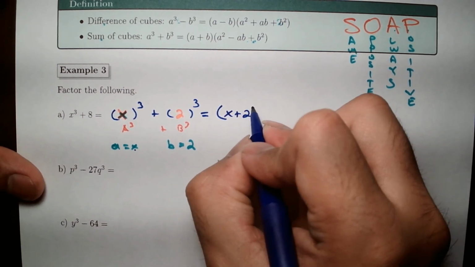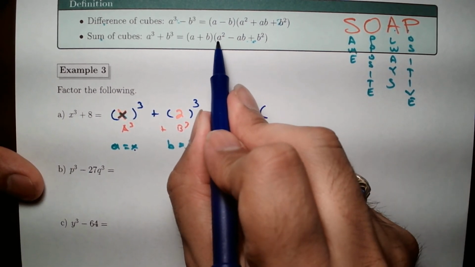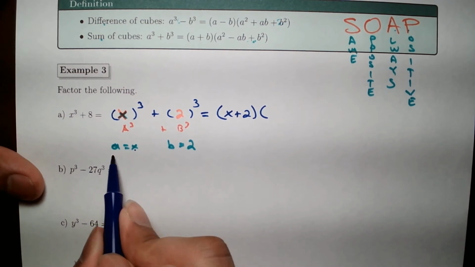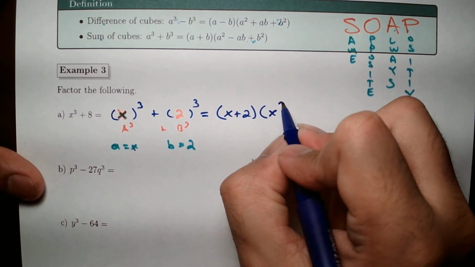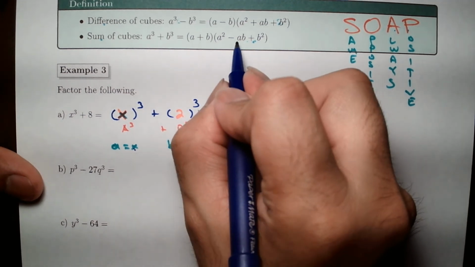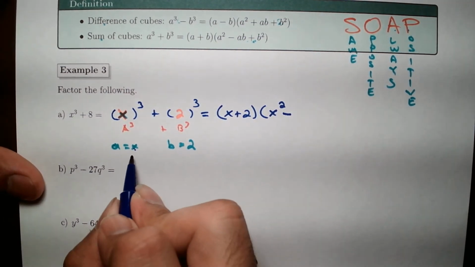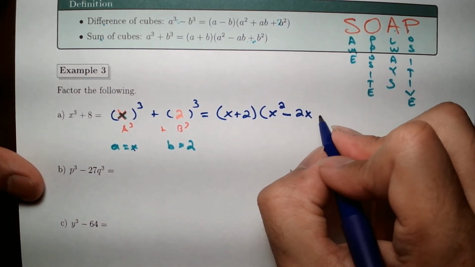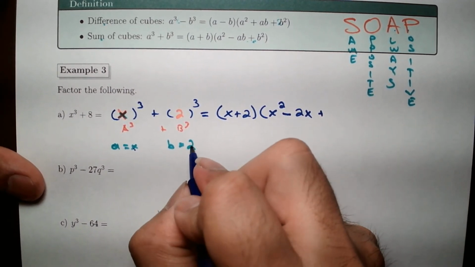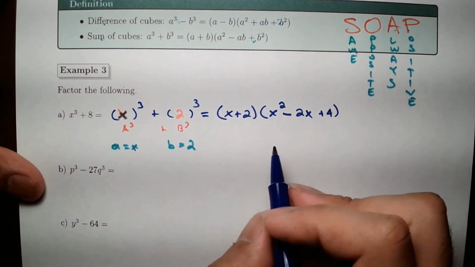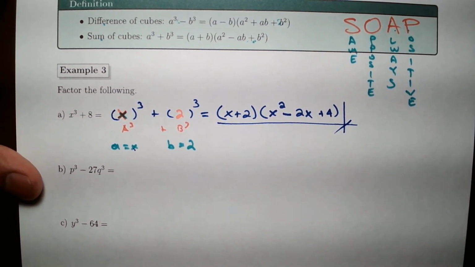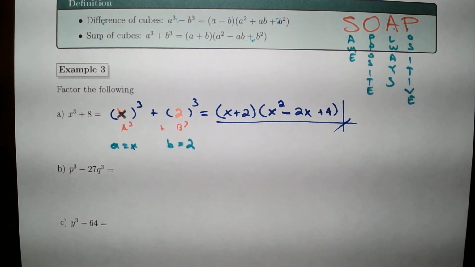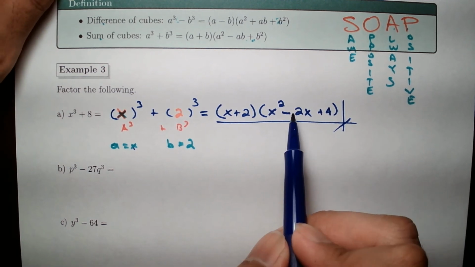X plus 2 times a squared, that is the quantity a squared, x squared, and then minus the product of a and b, which is x and 2, that's 2x, and the square of the second term, or the b squared, which is 2 squared, that is 4. Final answer. That's how we factor a sum of cubes.